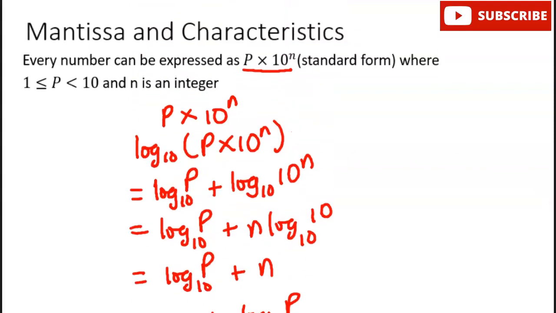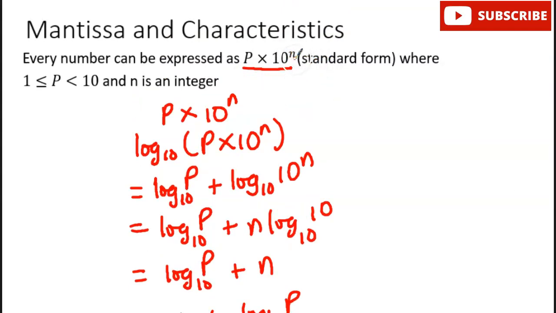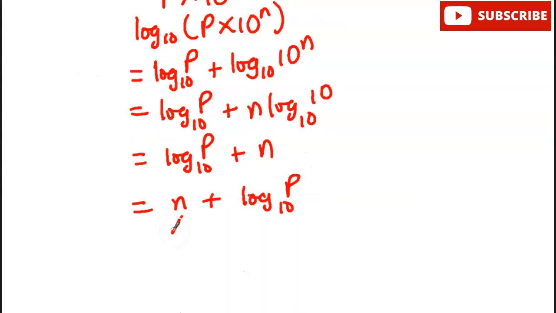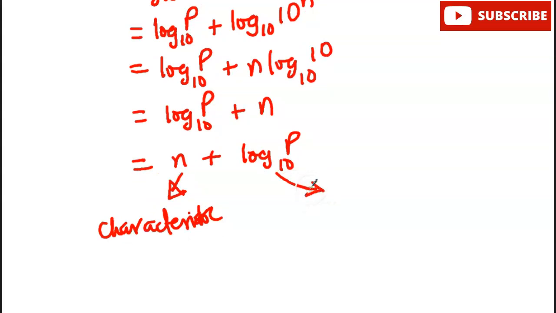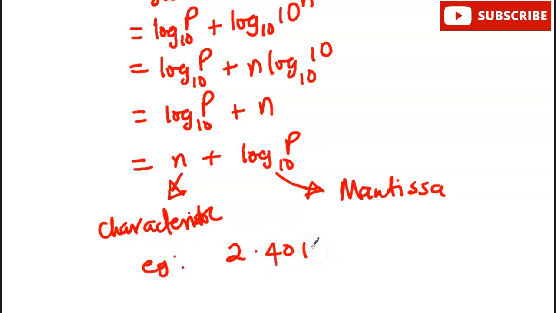Okay, now when you express a number in standard form, this n here, which is an integer, could be positive or negative, and this represents the number of times the decimal point is moved. This is called the characteristic, and this part is called the mantissa. So this is the whole part of the value, and this is the decimal part. For example, if you have 2.4012, this becomes the mantissa and this is the characteristic.